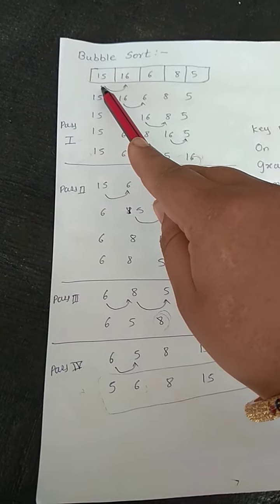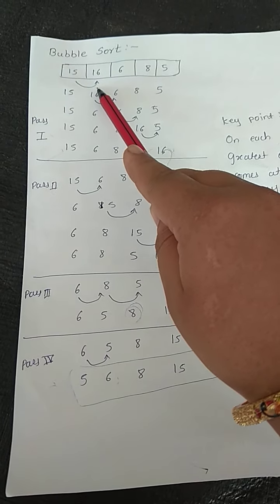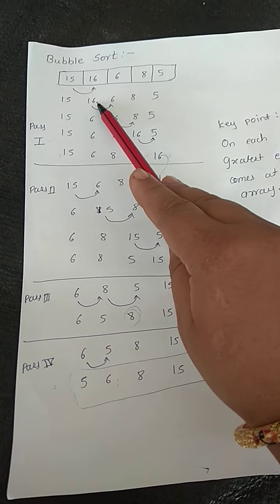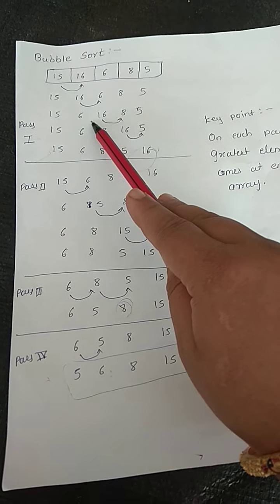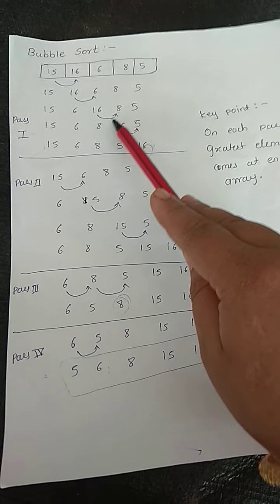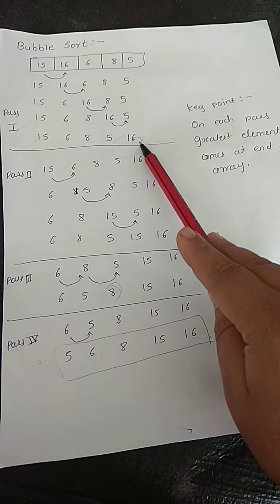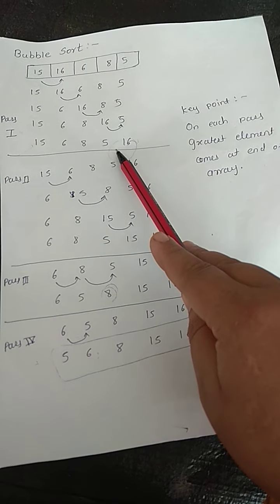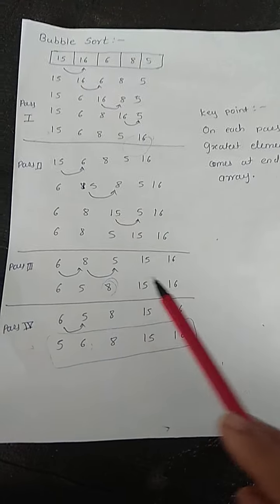I again repeat the steps. First of all, compare 15 with 16. There is no swapping because 15 is less than 16. Then 16 with 6, there will be a swapping. Then 16 with 8, there will be a swapping. Then 16 with 5, there will be a swapping, and we will get the greatest element. The same procedure you have to do in each pass.